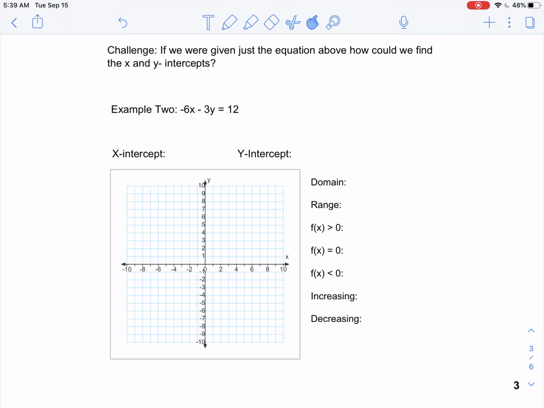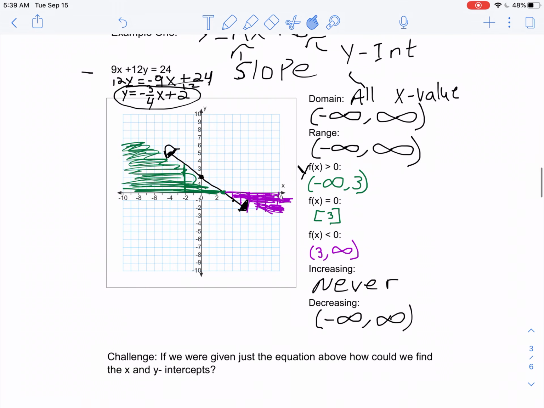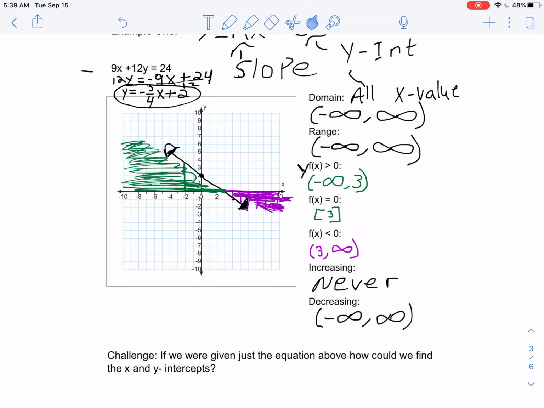Alright, so welcome back if you're back. So what we're going to do first is the challenge. If we were given just the equation above, how could we find the x and y intercepts? What we could do is plug in 0 for x or y. If we were finding the x-intercept, we know that our y would have to be 0. So if we think about it, our x-intercept is here, right? And we know at this point, we're not going up any, we're not going down any. Y is at 0. So all we'd have to do, if we wanted to find the x-intercept, is plug in y as 0. And then solve.